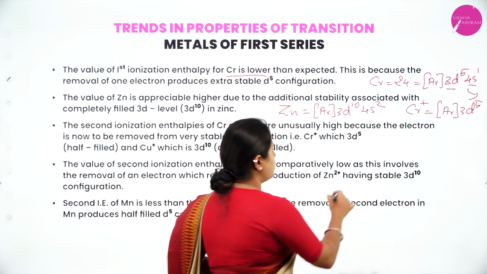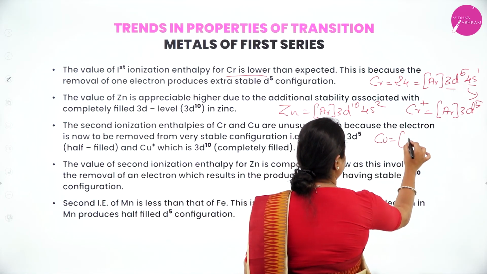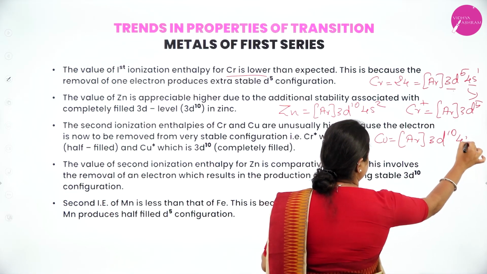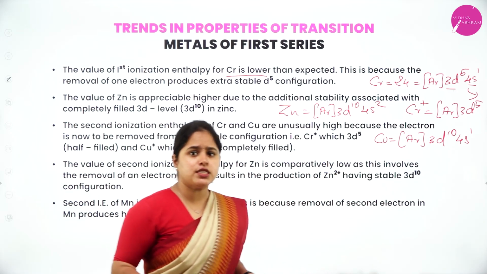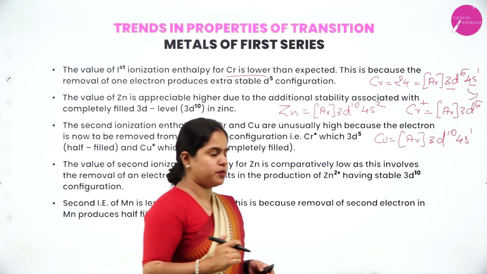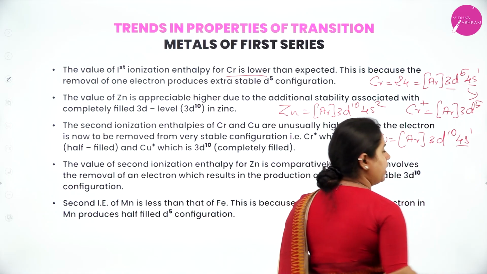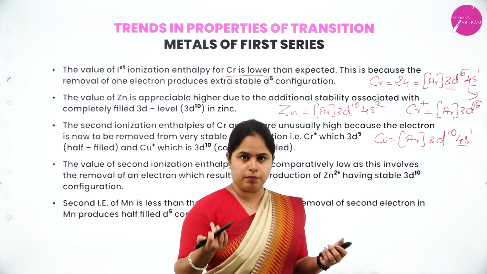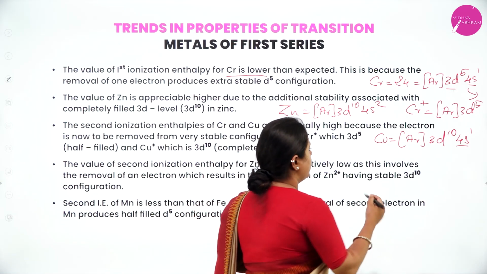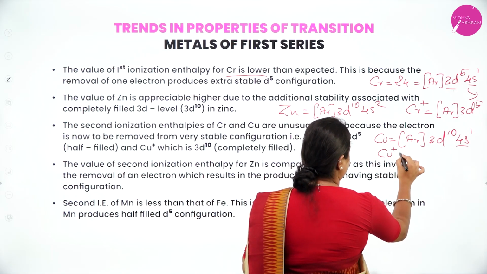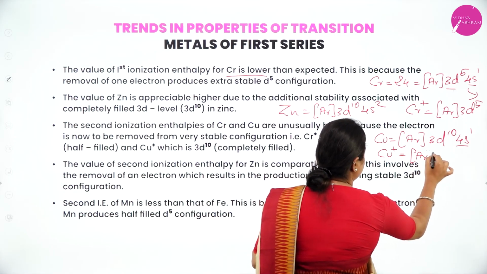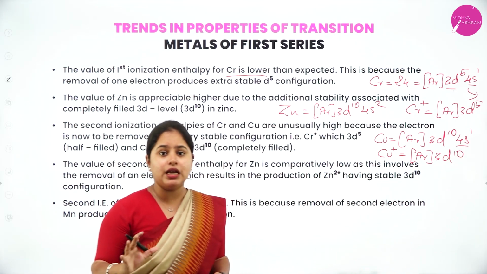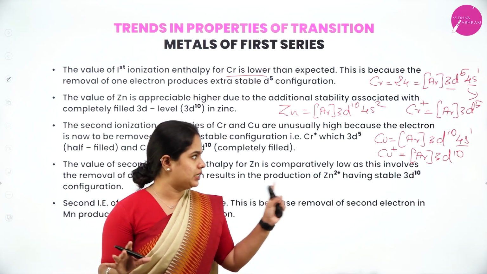So the same goes with copper also. The electronic configuration is argon 3d10 4s1. Okay, so the first ionization enthalpy will be lower than expected. Why? Because if it loses this one electron, it can attain a stable configuration 3d10, right? Completely filled electronic configuration. So now what happens is copper plus, one electron, if it is lost, it is obtaining a completely filled d orbital 3d10.